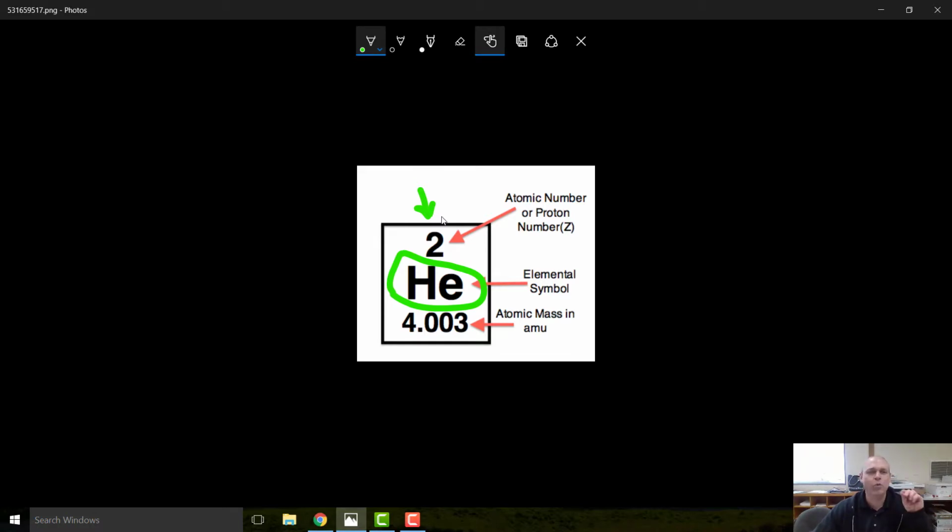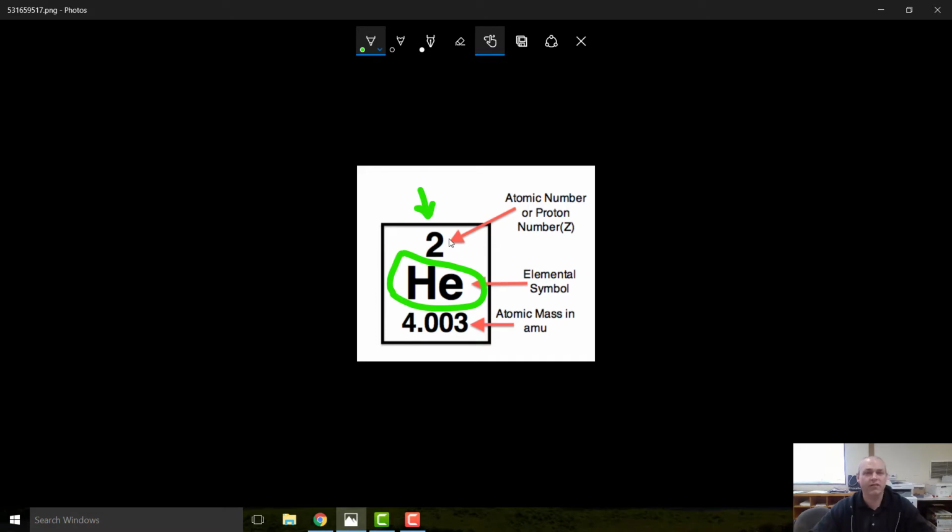And that's important because an atom is defined by how many protons it has. If you have 1 proton, that's hydrogen. If you have 2 protons, that's helium. 3 protons would be lithium. So it changes based on the atomic number or the number of protons.